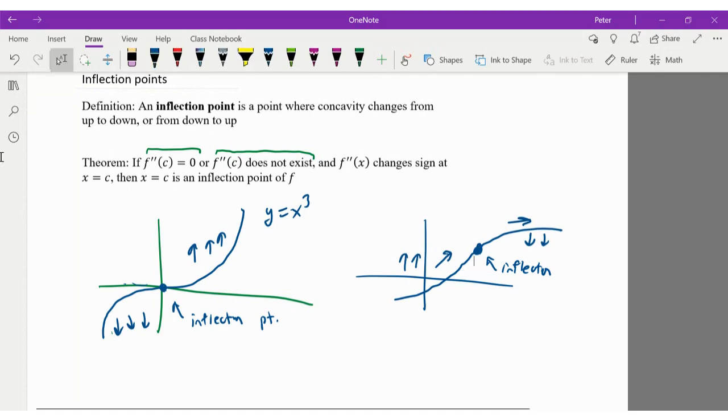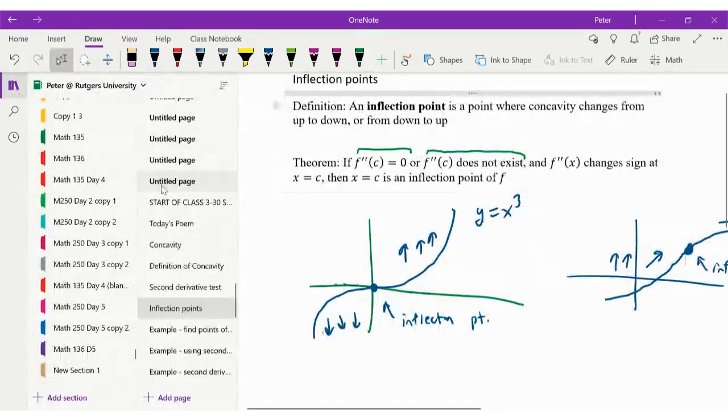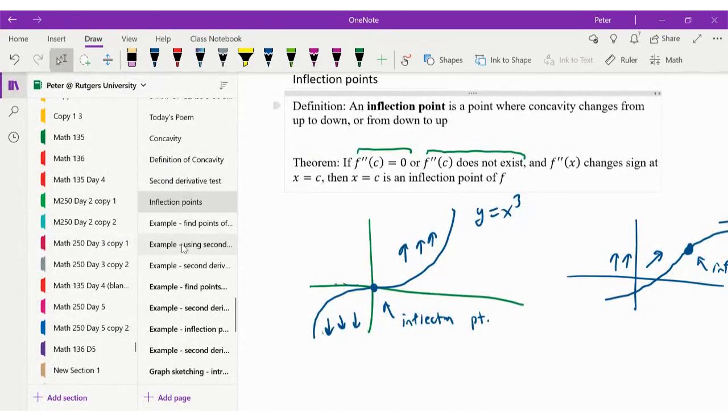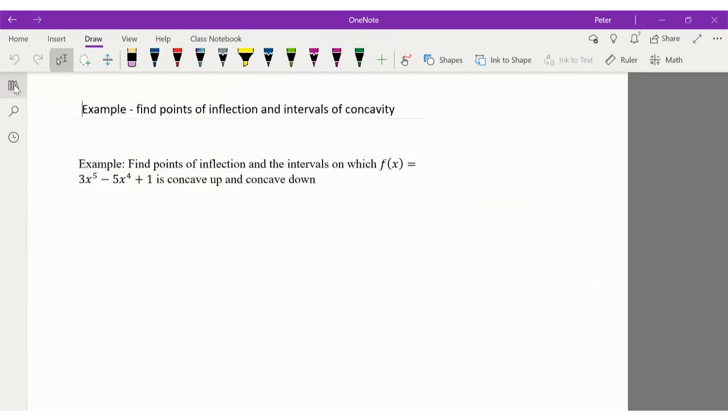Okay. So any questions about that definition before I just move on to an example? Let's see. Okay.